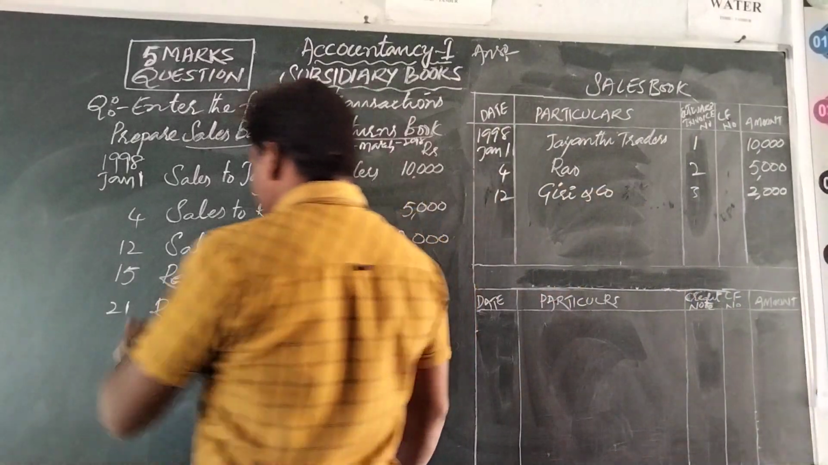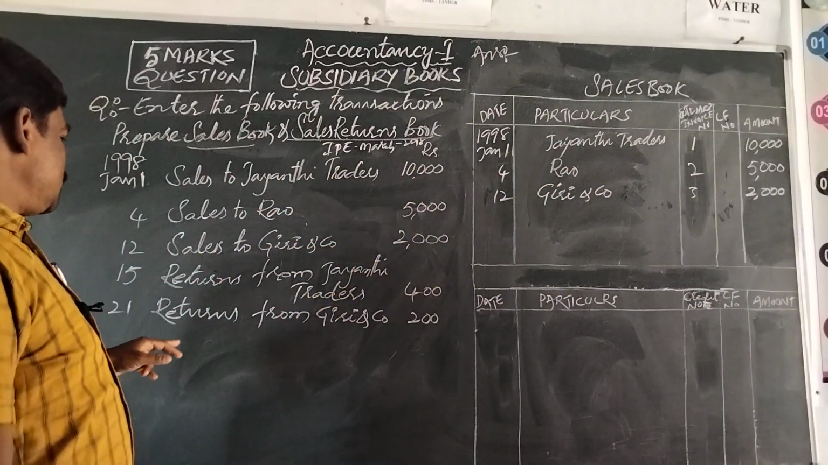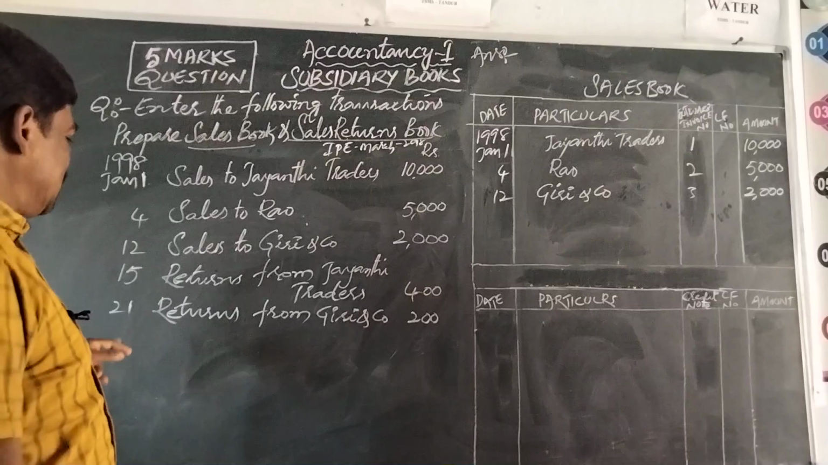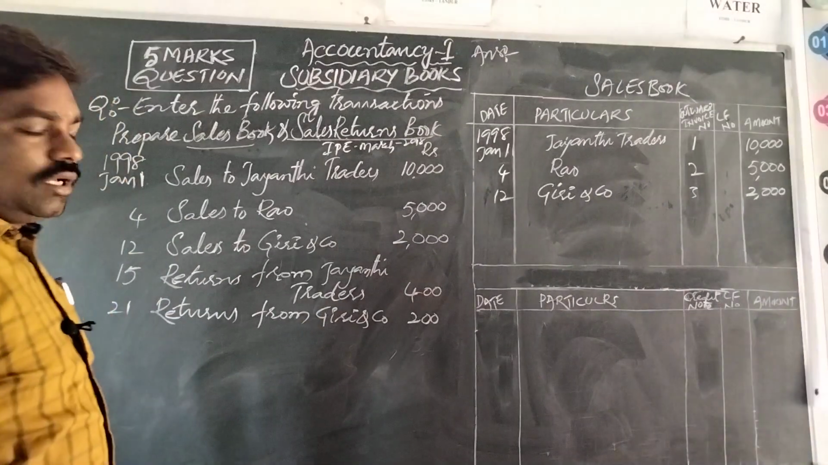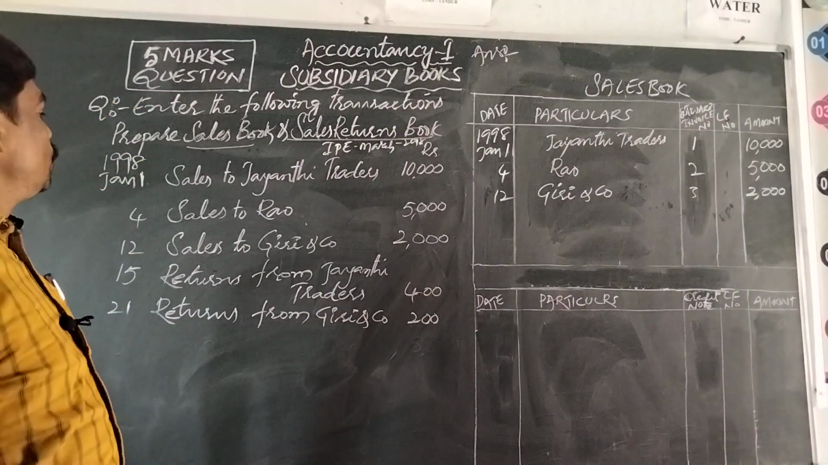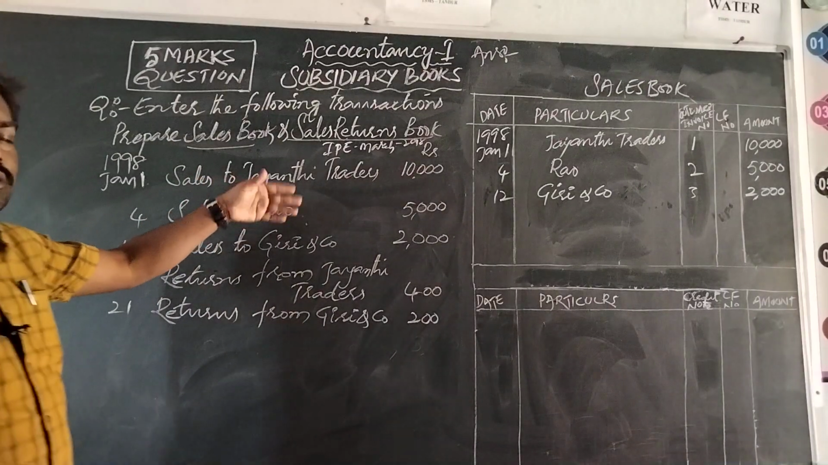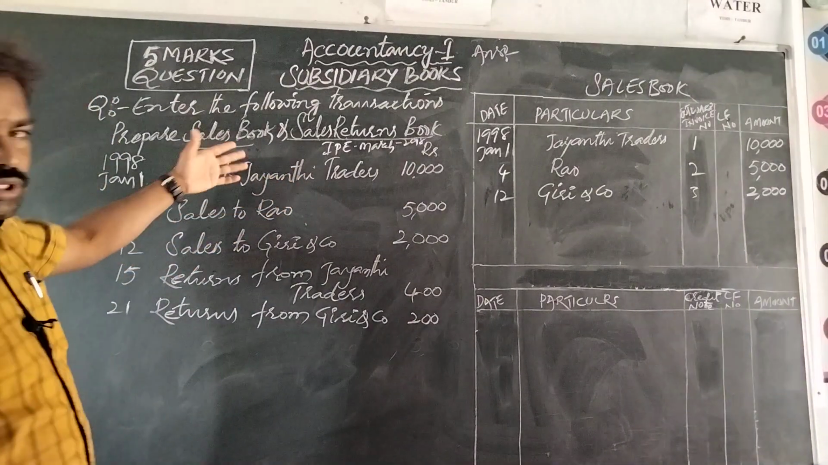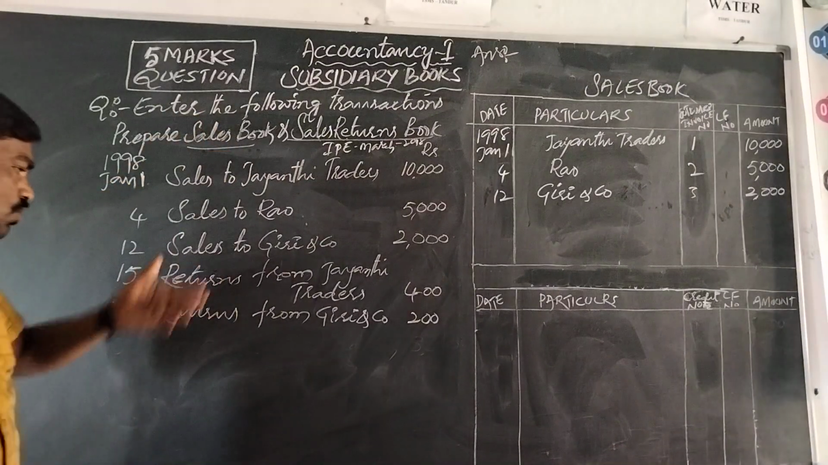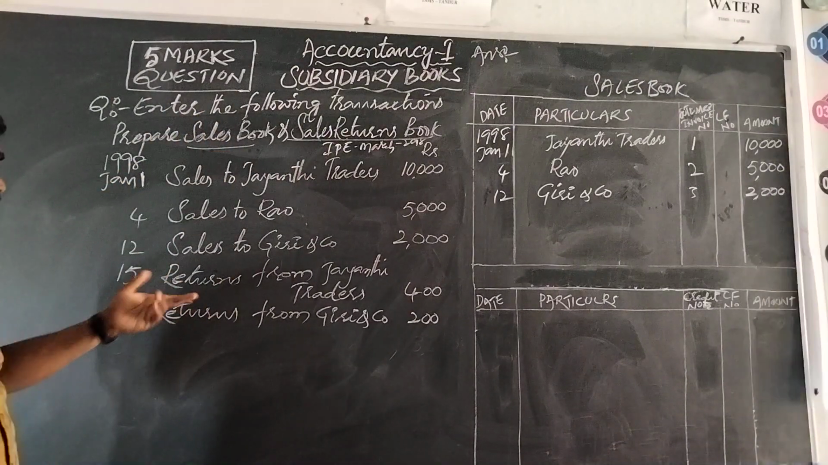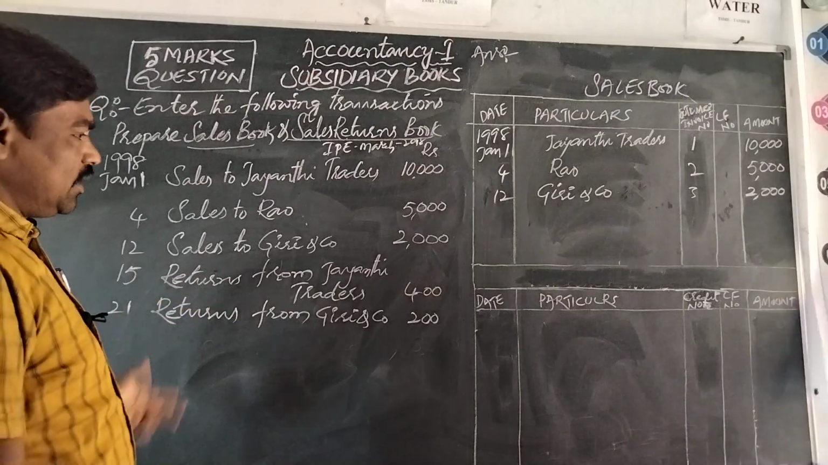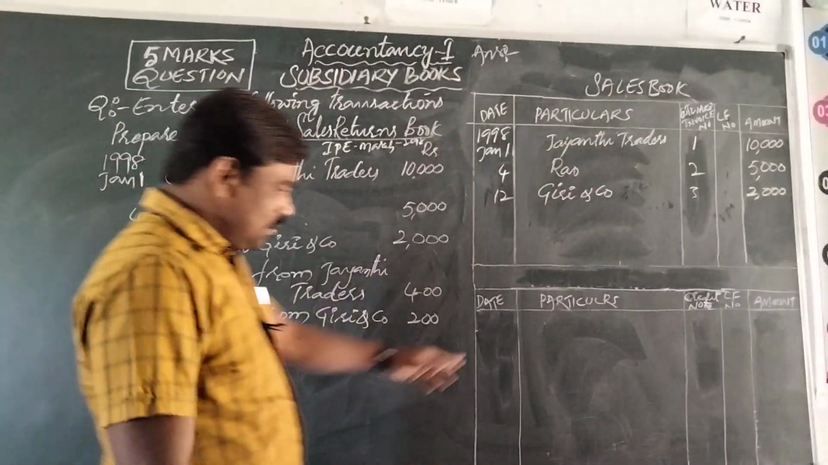So after that, on 15th, here we received some goods in the form of sales returns from Jayanti Traders, because we sold those goods on another day to Jayanti Traders, and they found some defects in the goods that we sent to them, and they returned the goods to us. So those goods are called sales returns. So this sales returns information we write in the sales returns book.